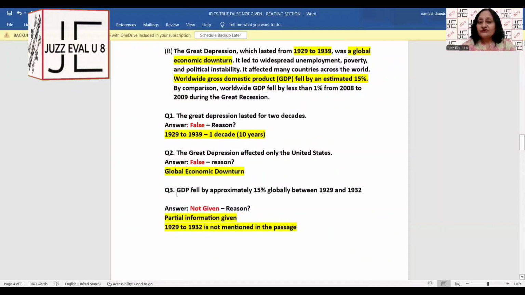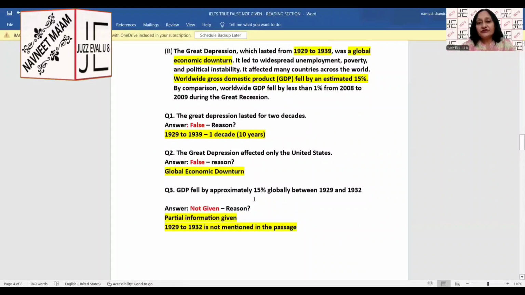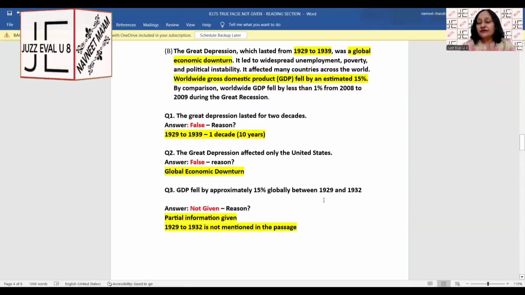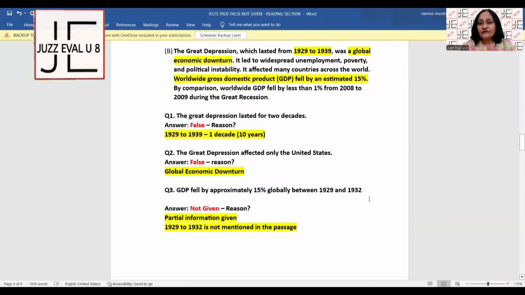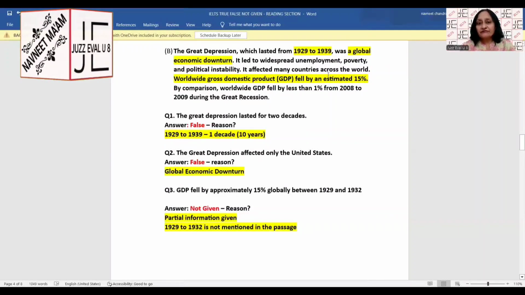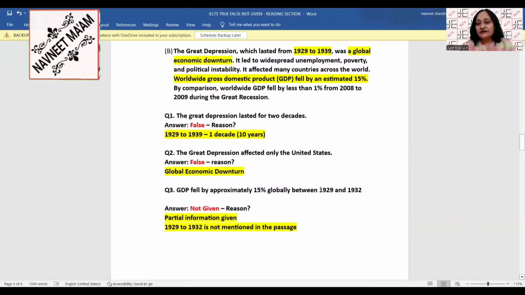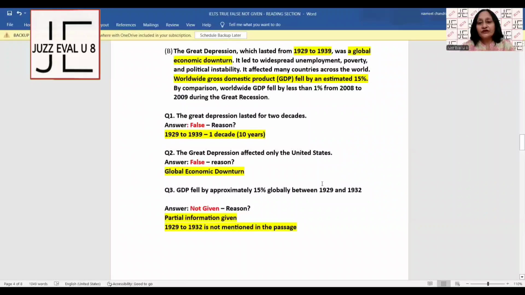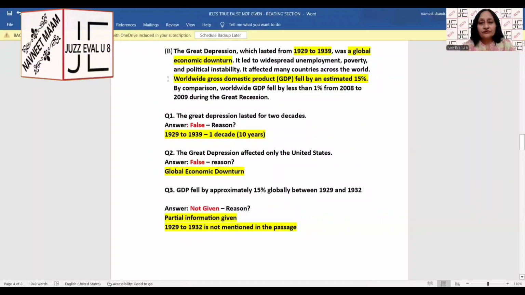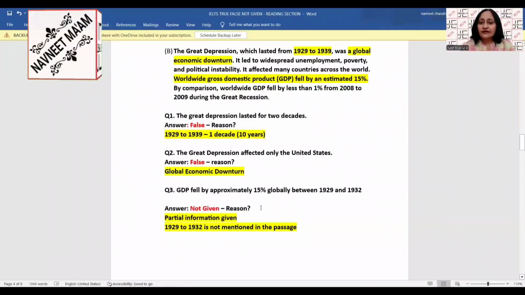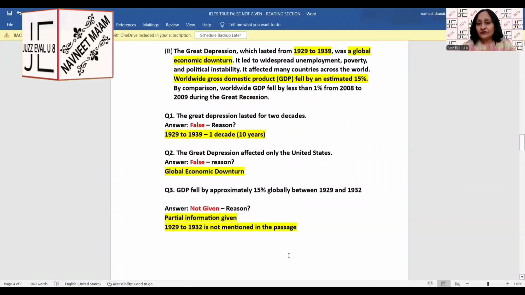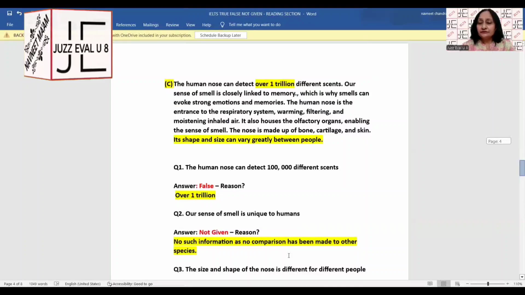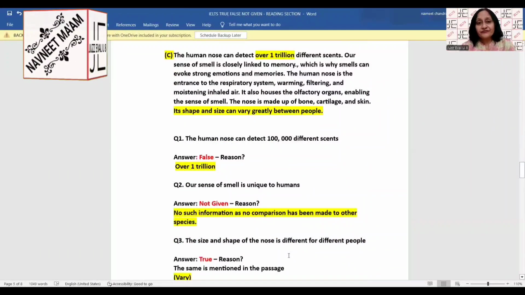Then the third question, GDP fell by approximately 15% globally. That is all over the world between 1929 and 1932. Okay, so this is given here by 15%, but are these years given? Is this time period given anywhere? 1929 and 1932? No, it is not given. So hence, the answer is not given. Okay, you've understood? Next, we go to the next section.